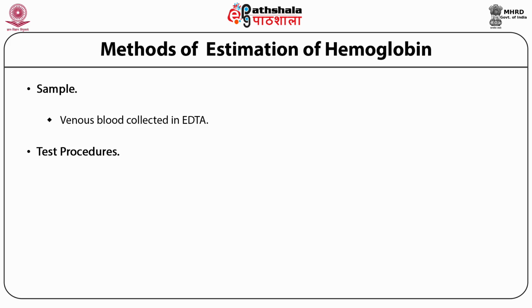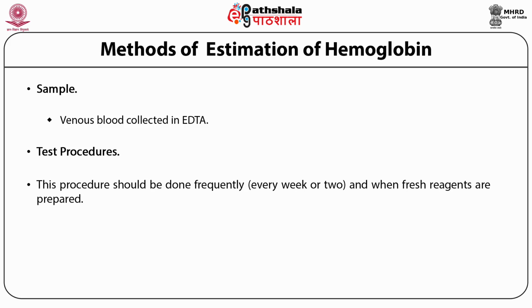The test procedure is preparing a standard calibration curve. This procedure should be done frequently, every week or two, and when fresh reagents are prepared. Ensure that the colorimeter is used with a yellow or green filter. If a spectrophotometer is used, adjust the wavelength to 540 nanometers. Switch on the colorimeter or spectrophotometer and allow it to warm for 10 minutes before use.